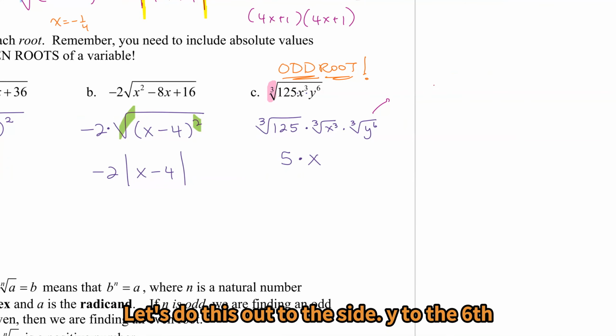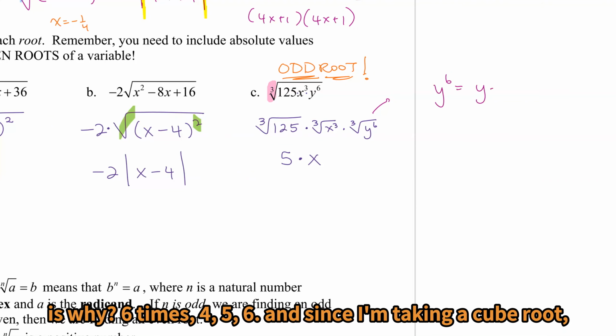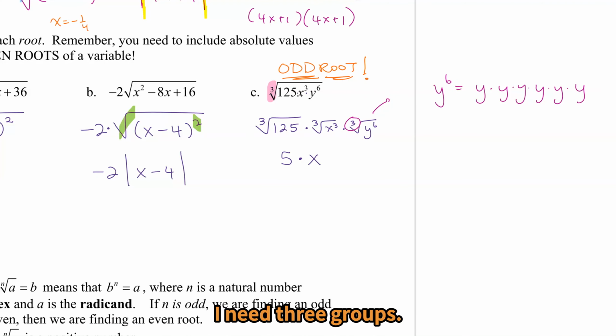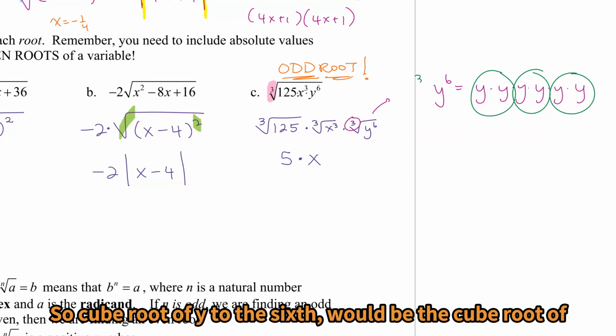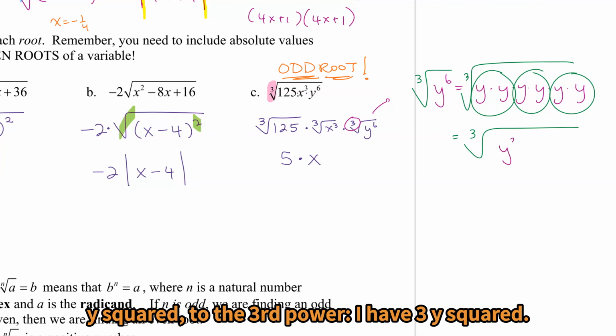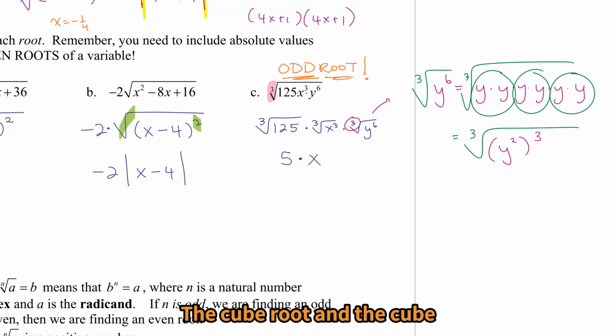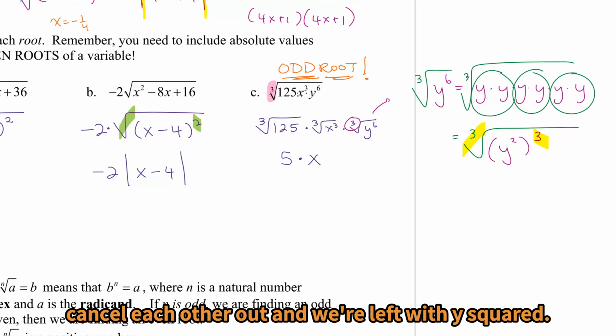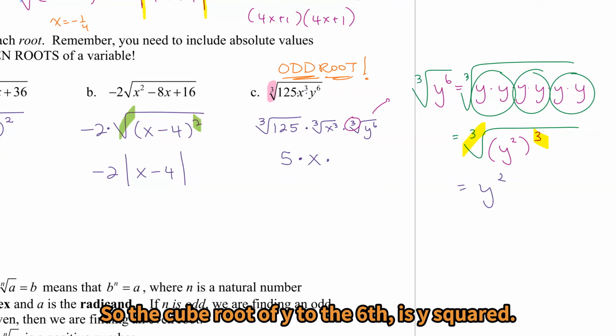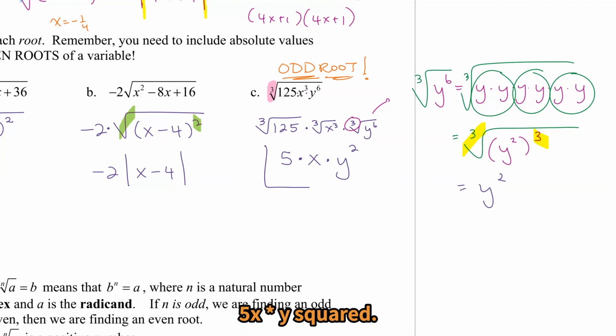Let's do this one out to the side. Y to the 6th is y 6 times. And since I'm taking a cube root, I need 3 groups. So cube root of y to the 6th would be the cube root of y squared to the 3rd power. I have 3 y squareds. The cube root and the cube cancel each other out, and we're left with y squared. So the cube root of y to the 6th is y squared: 5xy squared.